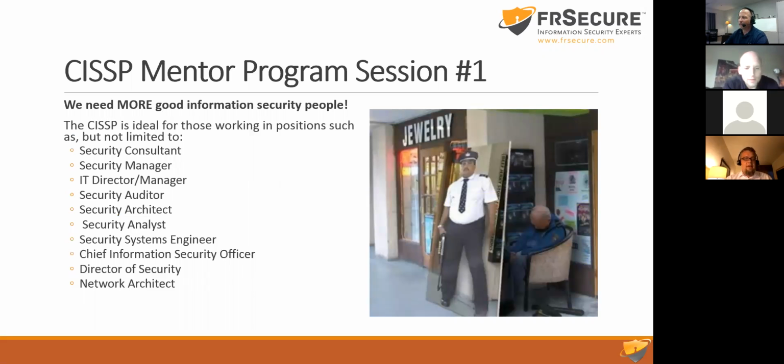This comes right off of the FRSecure website. For those of you who've never even researched what the CISSP is, it's put on by the International Information Systems Security Certification Consortium, which is ISC². And from their website, www.isc2.org, this is what they say the CISSP is really meant for: security consultants, managers, IT directors, security auditors. Really, it's the gold standard for information security. I'd say most people in our industry have a CISSP at a minimum. So it does lend some credibility.